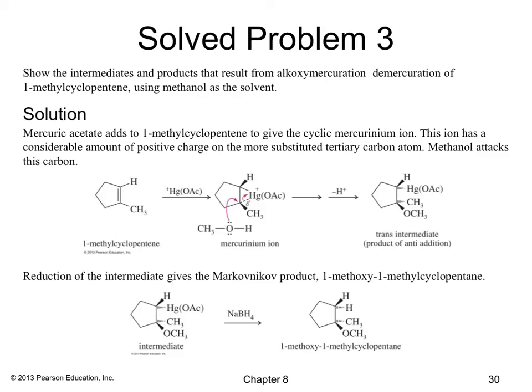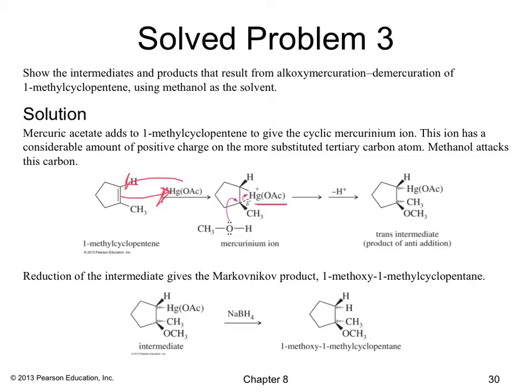So let's look at problem 3. Show the intermediates and products that result from alkoxymercuration, demercuration of 1-methylcyclopentene using methanol as the solvent. So here's your 1-methylcyclopentene. In the presence of mercuric acetate, you have that reaction. Electrons go here. Sorry, this is supposed to be a full arrow. And then electrons come down as well to form that mercurinium ion.